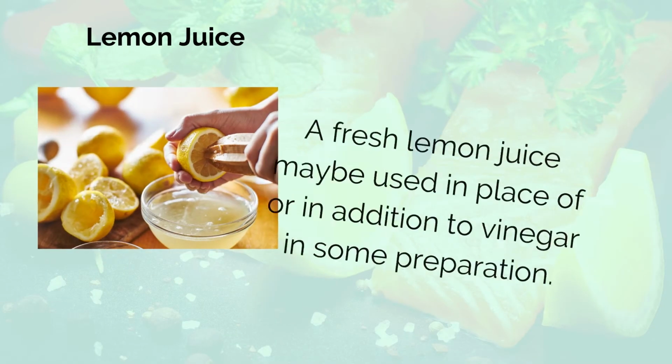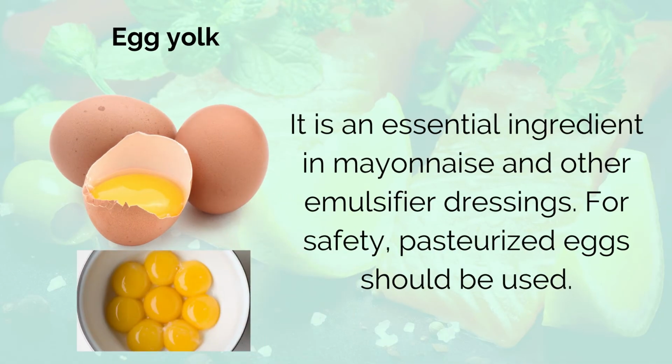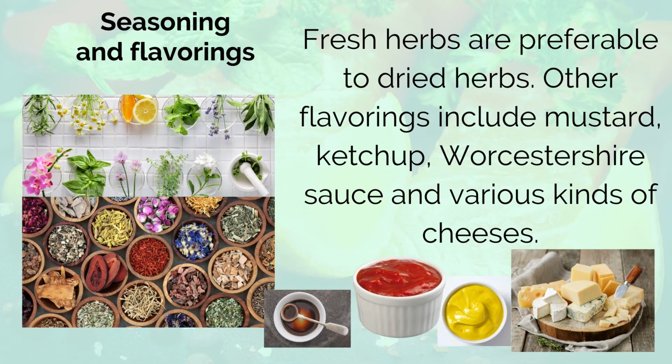Next one is lemon juice. Fresh lemon juice may be used in place of or in addition to vinegar in some preparations. Another ingredient is egg yolk. It is an essential ingredient in mayonnaise and other emulsified dressings. For safety, pasteurized eggs should be used. Then seasonings and flavorings. Fresh herbs are preferable to dried herbs. Other flavorings include mustard, ketchup, Worcestershire sauce, and various kinds of cheeses.